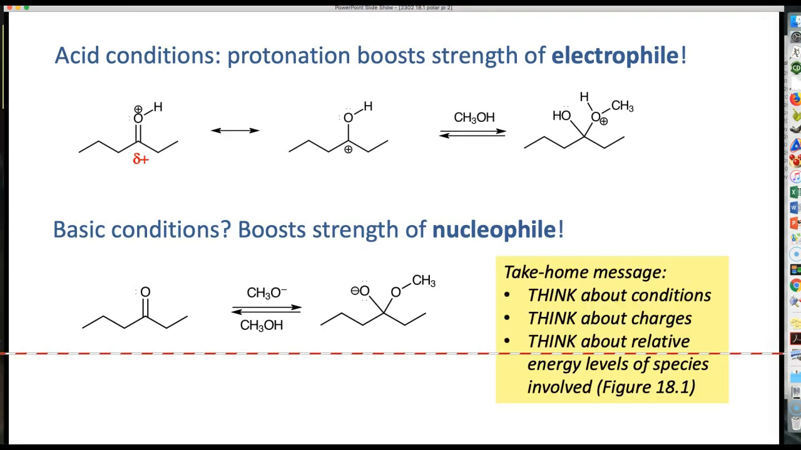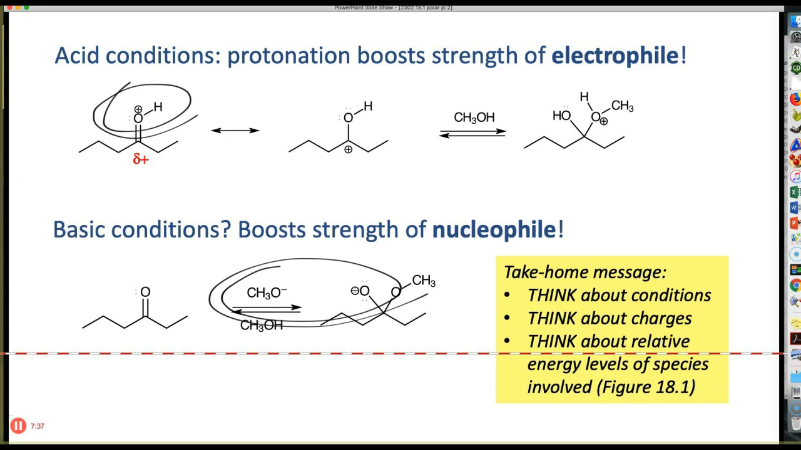So the take-home message: you've got to think about the conditions, think about your reagents and what is present in the beaker, if you will. Do I have acids floating around, or do I have bases floating around? Do I have positive charges floating around? Acidic conditions. Or do I have negative charges floating around? Basic conditions.